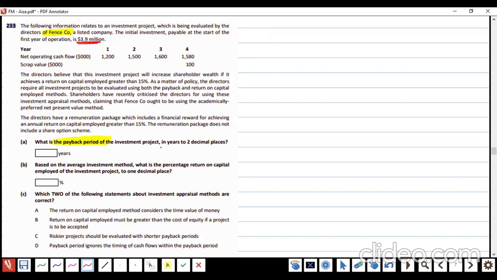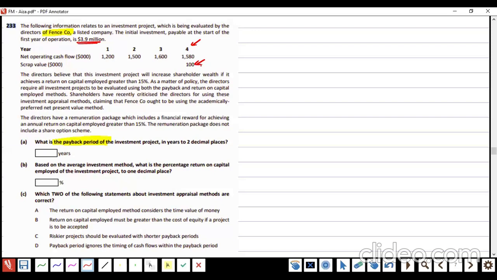3.9 million. It's better to solve the question in FM, and better to round off the answer to three zeros, not millions. Okay, so it will be easy. Net operating cash flow is given, scrap value is given, and we can see the life is 4 years because at the end of the fourth year there is a scrap value.